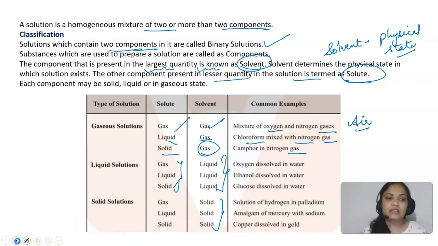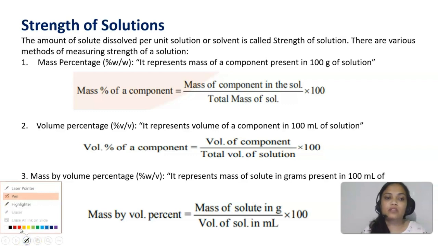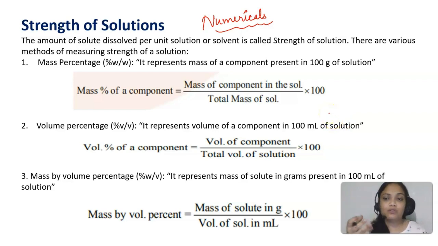Okay, now the next thing is strength. Now this is an important topic. Why is it important? Because from this topic a lot of numericals are asked. Okay, different types of numericals are asked from this topic. So I have taken the formulas for different types. If I talk about the strength of a solution, the amount of solute dissolved per unit solution or solvent is called the strength. That is, how much solute is present in your solution or the solvent.